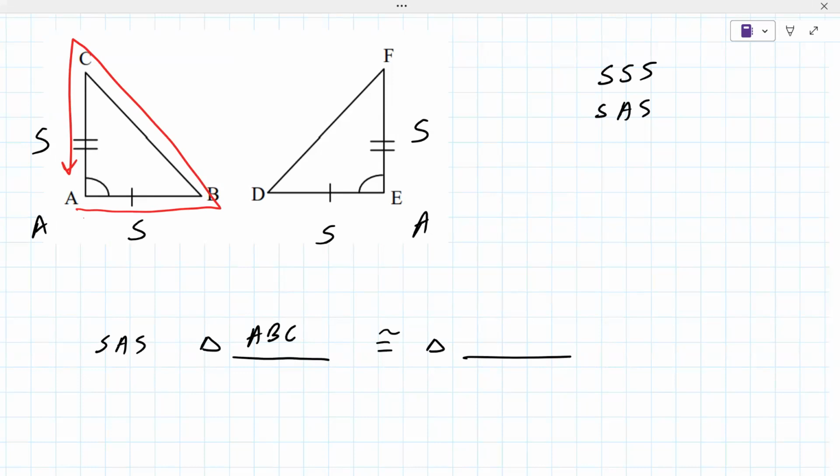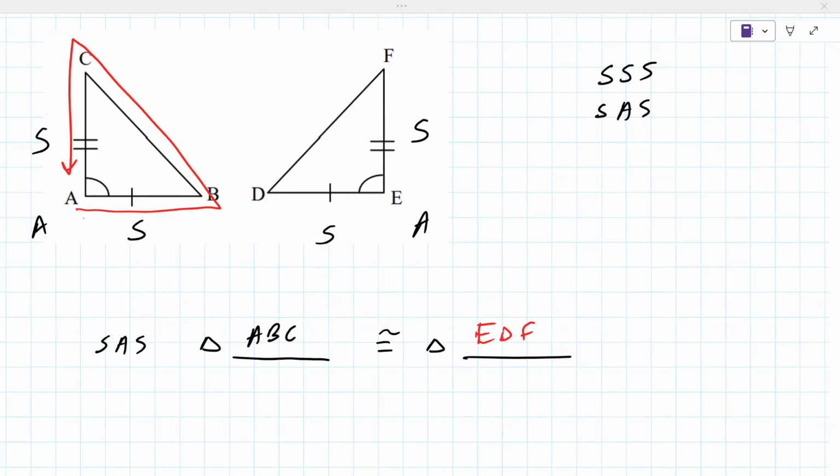So you want me to tell you which order the letters are in? Is it FDA, FED, DEF, DFE? Which one is it? EDF. Is that EDF? It is EDF. Good, very good. All right, I feel like you're getting the hang of that.